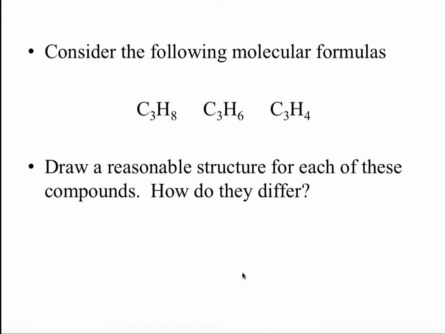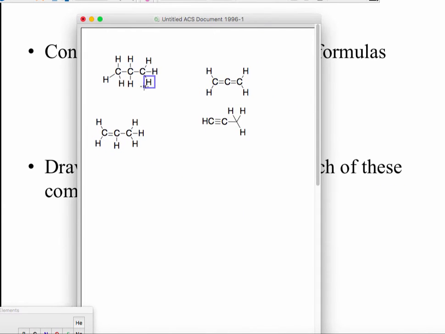All right, so let's consider these following molecular compounds: C3H8, C3H6, C3H4. Take a moment and draw reasonable structures for each of these compounds. Okay, so if you drew those structures, this should be what you drew for the C3H8. This would be the C3H6. And these two structures, either one of these would be appropriate for a C3H4.